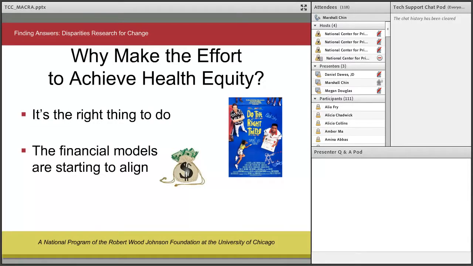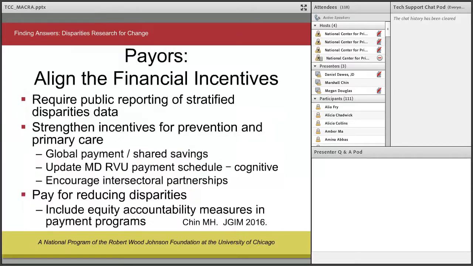So why make the effort to achieve health equity? It goes back to that slide a couple moments ago. It's the intrinsic motivation. It's the right thing to do. And then, and this is now relatively new, the financial models are starting to align. I know we have a lot of believers here on this webinar that have been working on equity for a long time, but the good news is that the financial models are starting to align, so it's going to be easier and easier for us to make the business case to the others in our organization that are working on a strategic plan for our organizations.